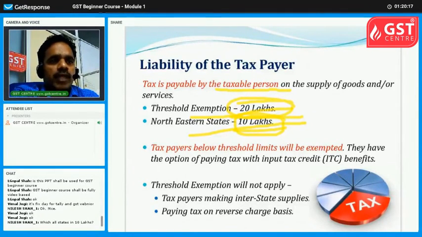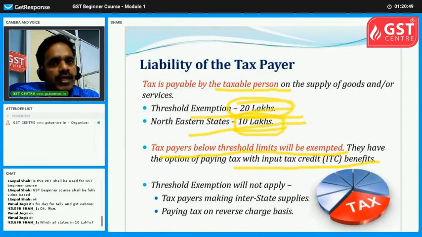Northeastern states means Assam, Manipur, Meghalaya, Tripura, Sikkim, Arunachal Pradesh, Uttarakhand, Jammu and Kashmir, all such states. All such states have to register themselves if they cross 10 lakhs, and they have to collect tax and pay to the government if they cross 10 lakhs. And taxpayers below threshold limits will be exempted. They have the option of paying tax with input tax credit benefits.